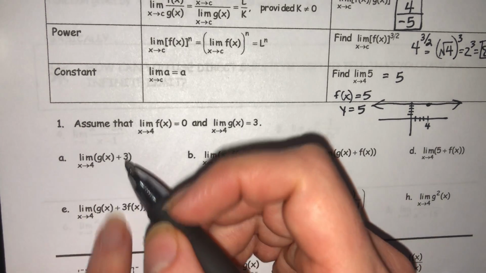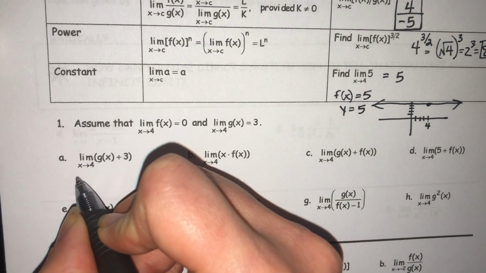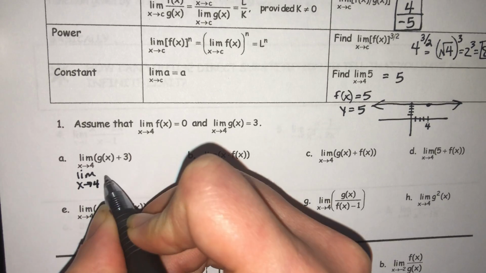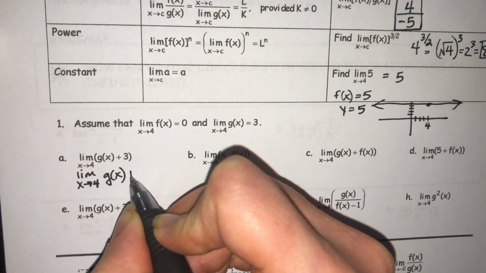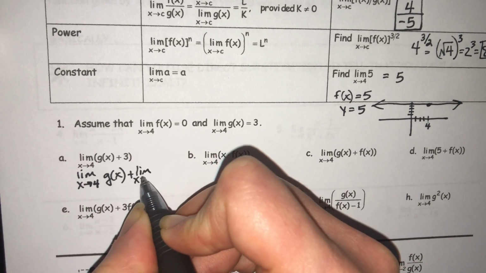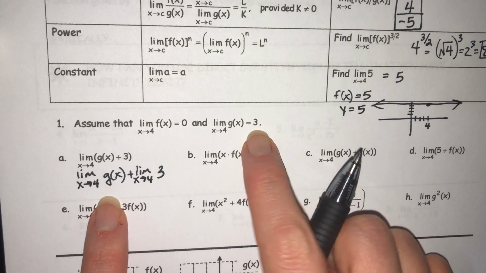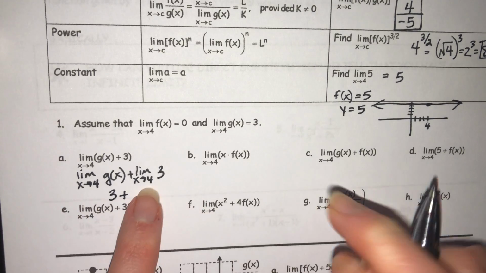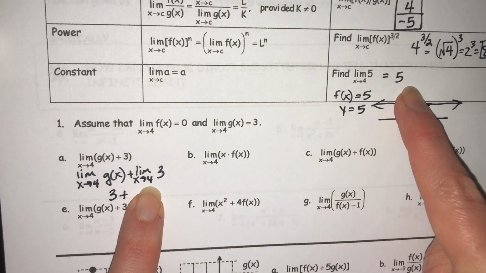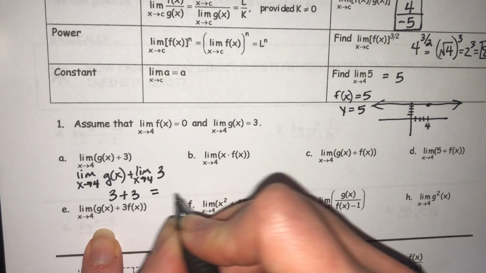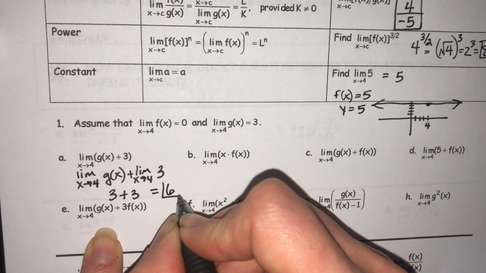Well, you can break this into 2 limits. You do not have to show this work, by the way. The limit as x approaches 4 of g of x plus the limit as x approaches 4 of 3. And this limit is equal to 3. And then by this constant rule, the limit as x approaches 4 of 3 is 3. So 3 plus 3 equals 6. Done.